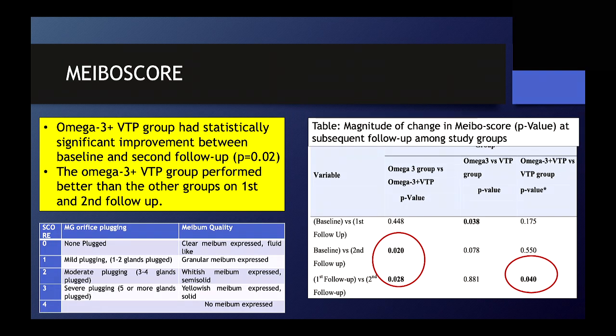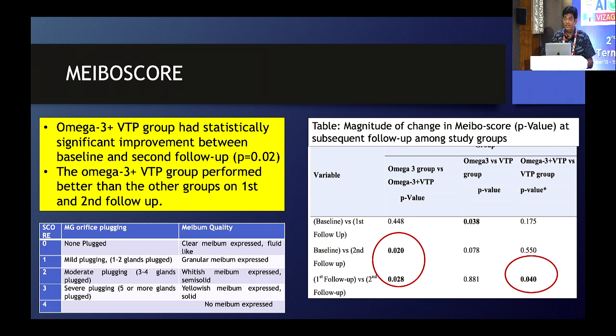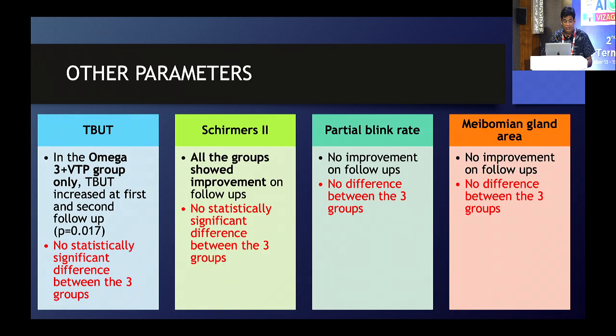We did the MIBO score. Omega-3 with vectored thermal pulsation had significantly better improvement between baseline and second follow-up, and the omega-3 plus vectored thermal pulsation group performed better than other groups when it came to MIBO score. Now MIBO score involves the analysis of meibomian gland orifice plugging as well as the quality of meibum. For other parameters like breakup time, Schirmer's 2, partial blink, lid and meibomian gland area, there was an improvement in TBUT and Schirmer's, but it was not statistically significant between the 3 groups, right?